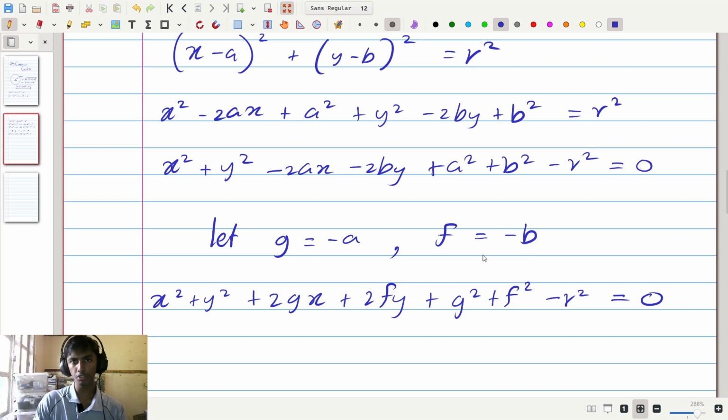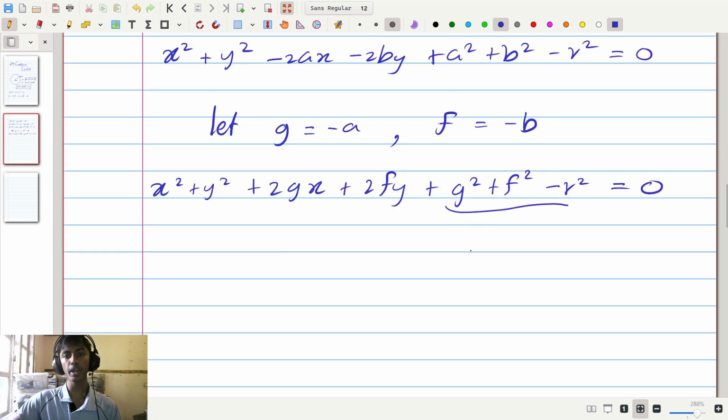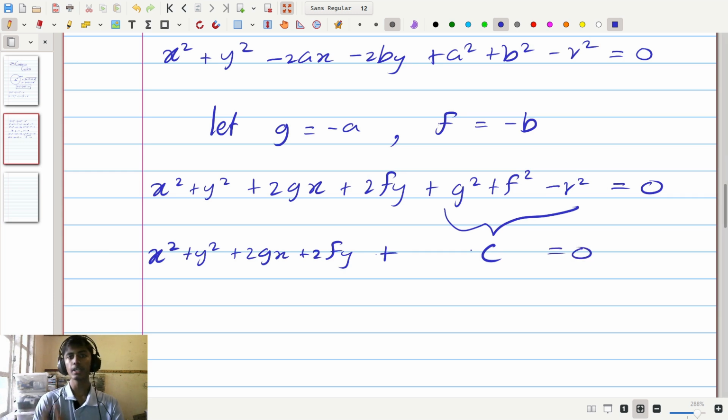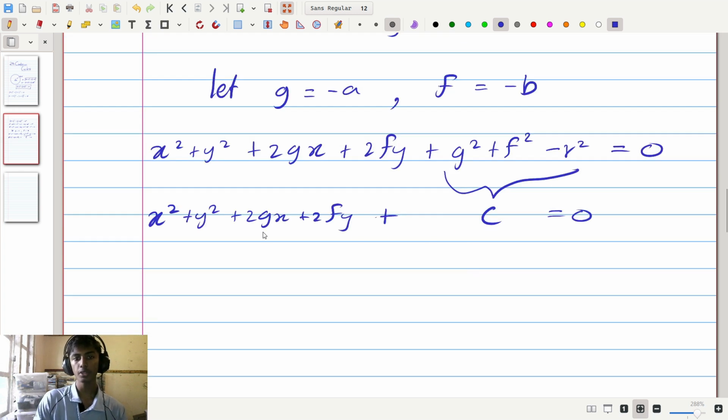There's one more substitution we do to finish this off. Since g squared, f squared and r squared are all constants, g squared plus f squared minus r squared is also some kind of constant. Because of this, we write all of this as being a single constant, which we usually call c. So then, writing the rest of the equation down, the equation of the circle that we derive from this is x squared plus y squared plus 2gx plus 2fy plus the constant c equal to 0.